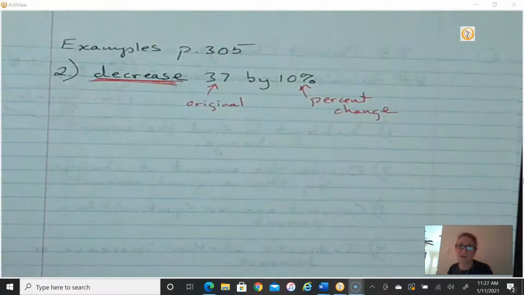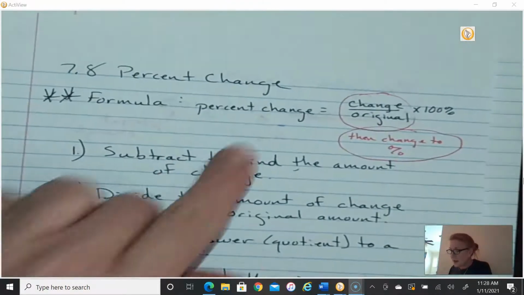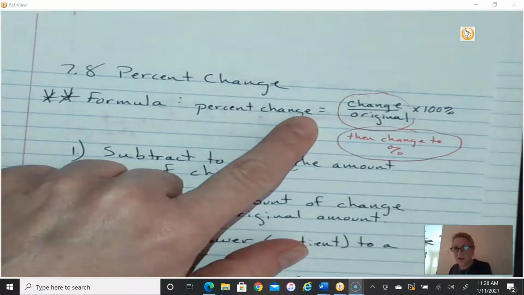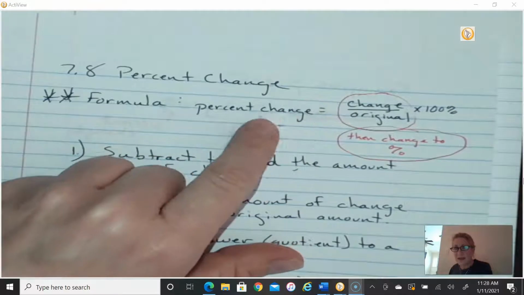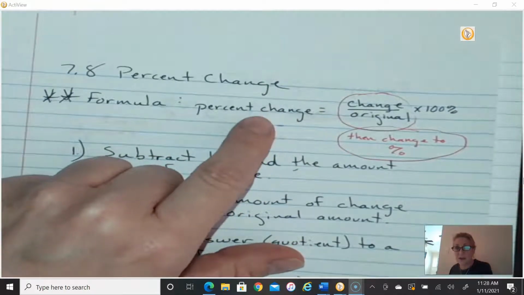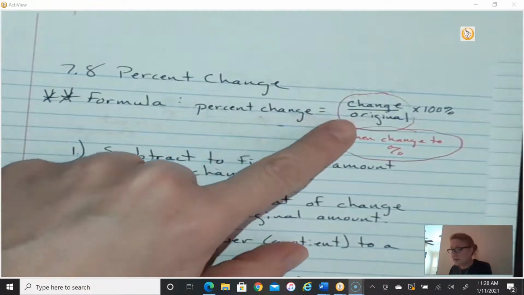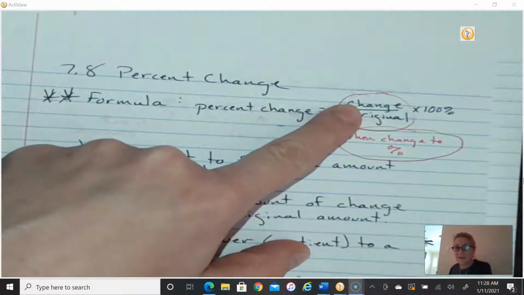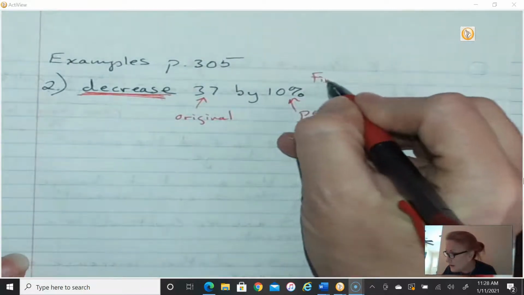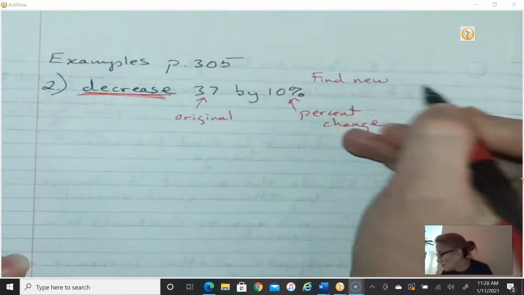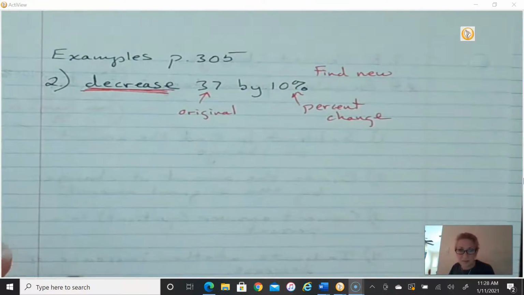That's right. That's your percent change. Now, if you remember, here it's percent change equals change over original. They gave you the percent change this time. They also gave you the original. They didn't give us the change or the new, but they want us to find the new amount.